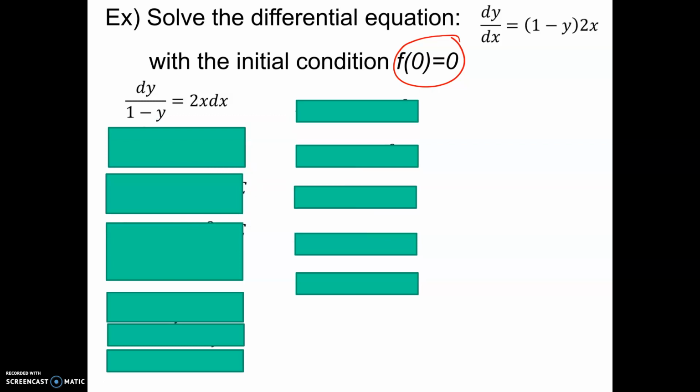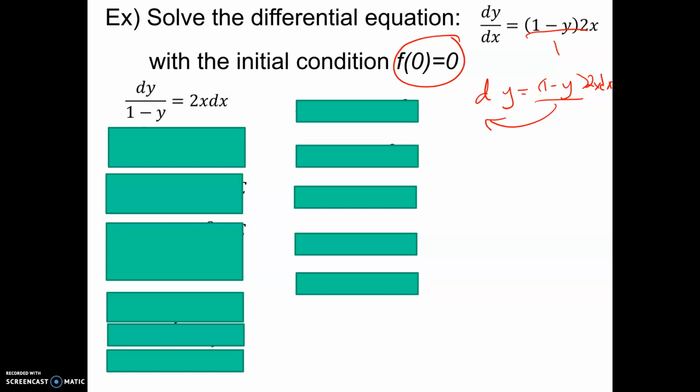Okay, let's get it. Let's separate the variables. Look, I already cross multiplied. Okay, and I have dy is equal to 1 minus y times 2x dx, and then I just divided this over to the other side. So I skipped that step when I jumped over here.